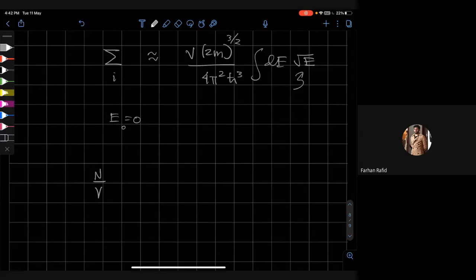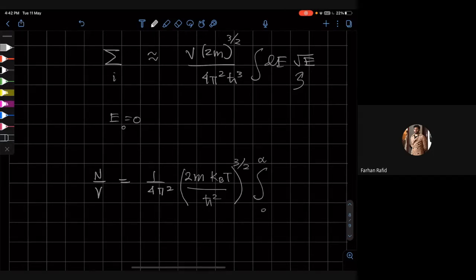Okay, so let's look at the number of particles N over V, and as before we saw that it's given by 1 over 4 pi squared. This is the exact definition. Now we can just break up beta and put 1 over k_B T instead, divided by h bar squared, to the power 3/2. And then we have an integral from 0 to infinity dx x to the power half divided by z inverse e to the power x minus 1.